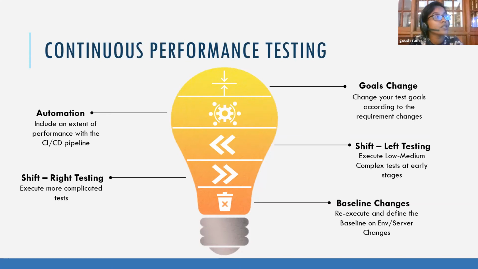So the next is the baseline changes. With the constant changes in requirement, there can be external parameter changes as well. There can be infrastructure that can scale up and scale down. So depending on this, your baseline needs to be redefined. So if your infrastructure has scaled up, your baseline is not valid anymore. So you need to discard your baseline and you need to retest it and redefine your baseline before comparing it with your other executions. So these are key points that we need to consider when we are implementing a continuous performance test.